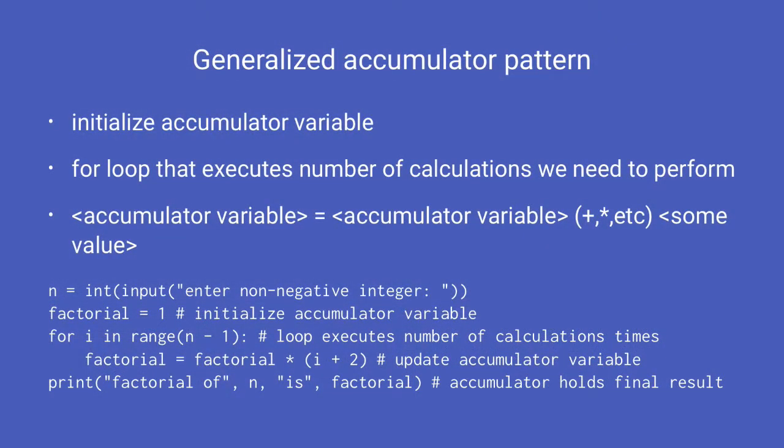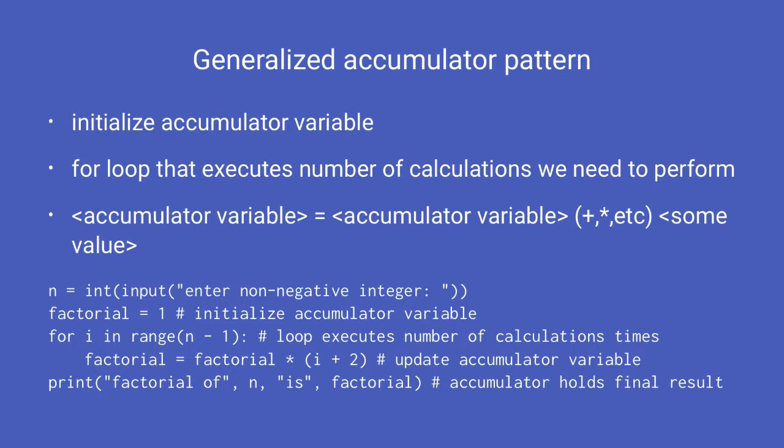Now we'll look at the general form of the accumulator pattern. Step 1 is to initialize the accumulator variable. Step 2 is to write a loop so that the number of times it executes matches the number of calculations we need to perform. And then step 3 is to write the body of the loop to perform 1 calculation and have it update the accumulator variable. This usually takes the form of the accumulator variable equals the accumulator variable, and then an operator and the amount to accumulate this time through the loop.